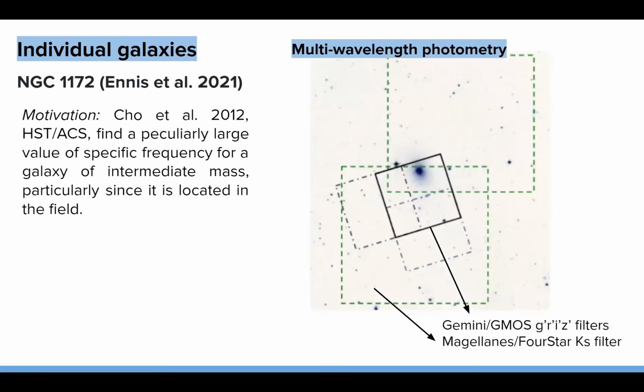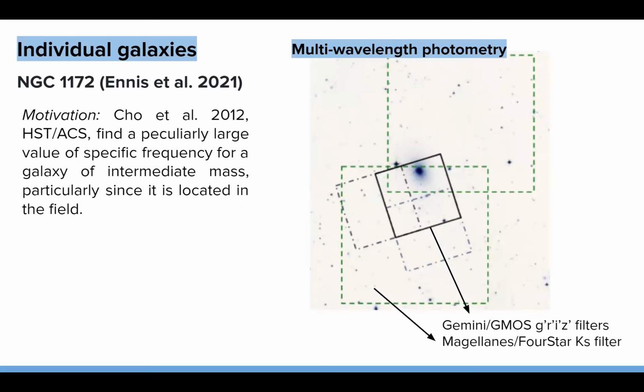So, for example, one of the works that I did in my thesis was looking at this galaxy, which is called WCA 1172. It's a lenticular galaxy. It's an intermediate mass one, and it is located in the field, the lowest density environment.